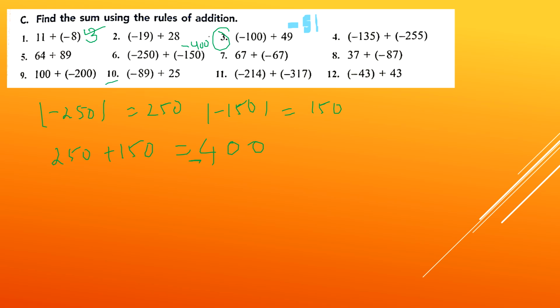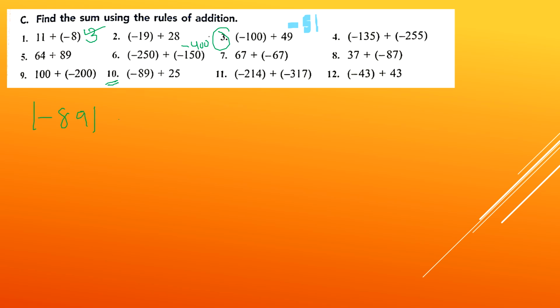Let me show you one more last. This is question number 10. You see it is minus 89 plus 25. So here you have to first keep in mind the absolute values. The absolute value of minus 89 is 89. For 25 it is 25. Now see, this was minus 89, this was 25. You're supposed to add them. But here what you will do?